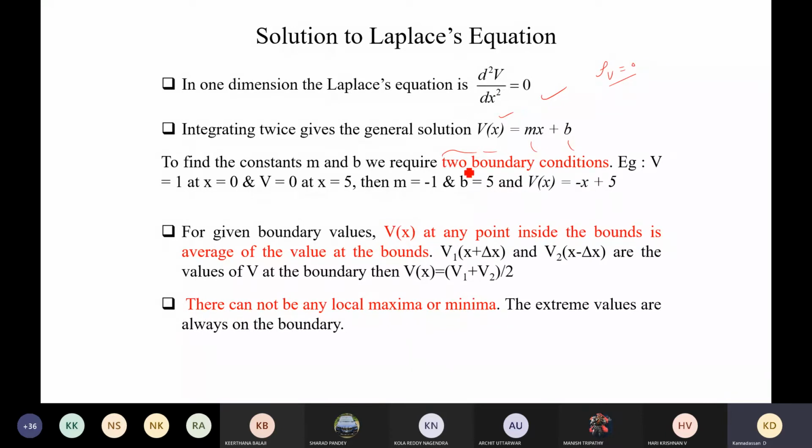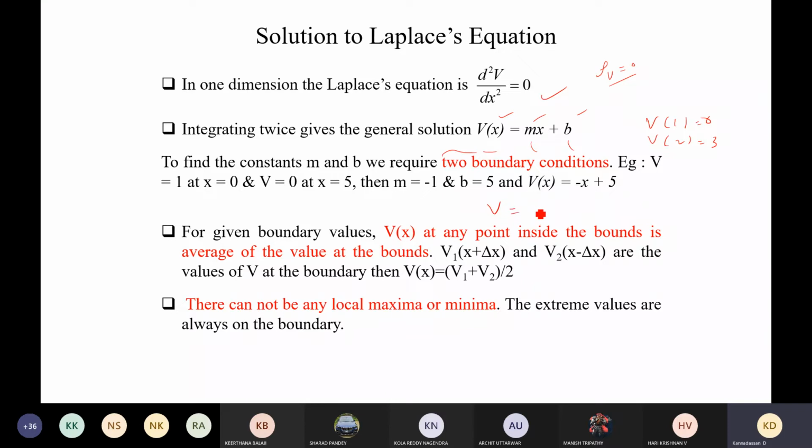And so you will see that two boundary conditions, by applying this, let's say V1 equal to 0 and V2 equal to 3, like that. Then if we apply, we can calculate this m and b. So that is the ultimate thing. Then we will get the electric potential.